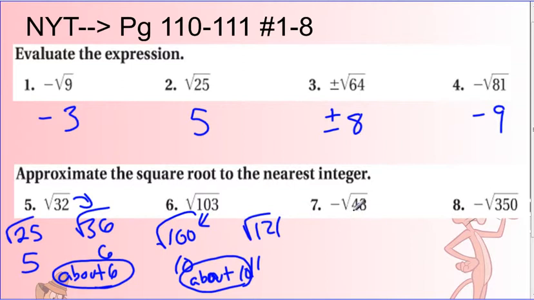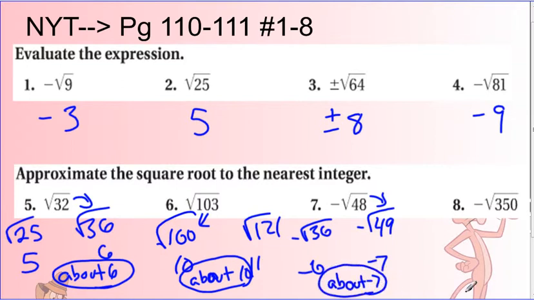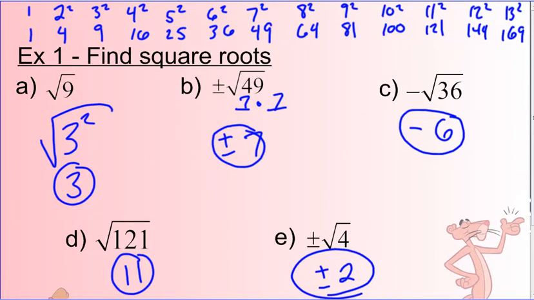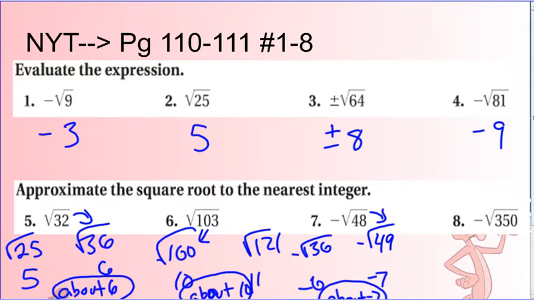Number 7, let's see, 48. Well, I know 49 is a perfect square, and that's 7, so 6 would be 36, and the negative is definitely closer to negative 49, so I'm going to say about negative 7. And this last one, number 8, we do not have something up to 350. I think the biggest one we went up to was 169. So now we got to think a little bit harder on this one. So let's do some math.